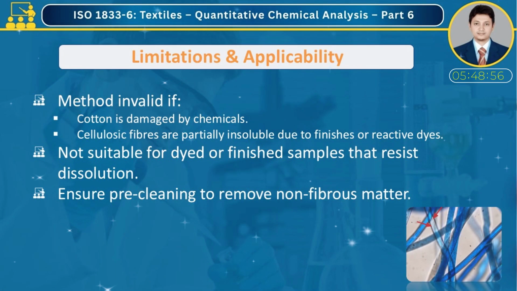Limitations and applicability. This method has certain limitations. It must not be used if the cotton component is chemically damaged or if the soluble fiber has become partially insoluble due to cross-linking, finishing agents, or dyeing with reactive dyes. Additionally, all non-fibrous matter such as finishes, oils, or sizes should be removed prior to analysis to prevent interference with dissolution and weight measurements.